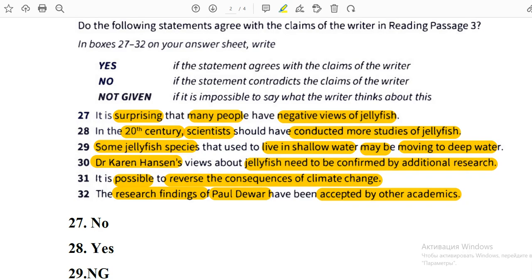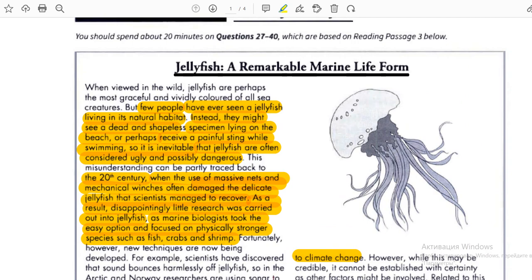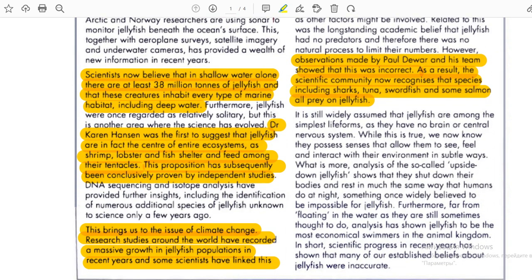Let's go to our second paragraph, because we have already completed the first paragraph. It comes paragraph by paragraph. So, scientists now believe that in shallow water alone there are at least 38 million tons of jellyfish, and that these creatures inhabit every type of marine habitat, including deep water. This is not given. Actually, in this paragraph, there are clear locators such as shallow and deep water.